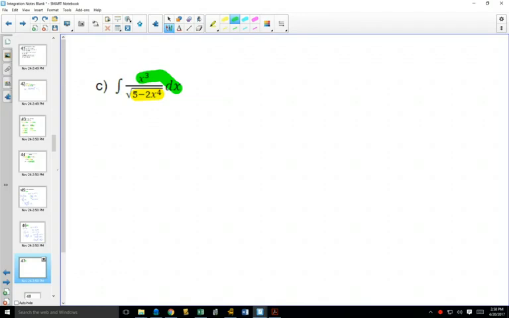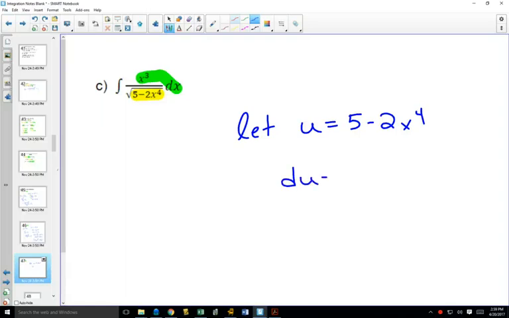What happens? Well, we start off just like before, letting u equal the inside function, which was our 5 minus 2x to the 4. When we take the derivative of this, we get negative 8x cubed dx. We want to get rid of the green, which is an x cubed dx. Problem, we have an extra negative 8.